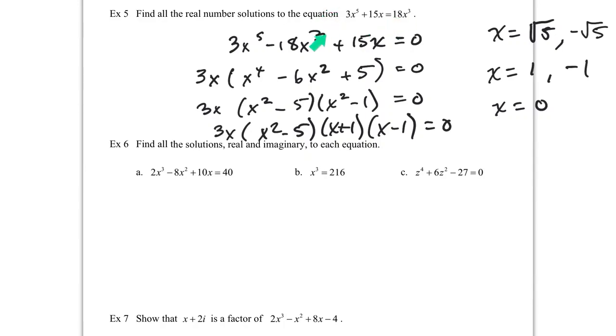Put this 18x cubed on the other side and wrote it in order, and I factored out the common factor, which was 3x. And then I found that this was an equation in quadratic form. I factored it out, and then I knew that x squared minus 1 could also be factored here. I then set each factor equal to 0 and solve for x. So x comes up to be square root 5, negative square root 5, 1, negative 1, or 0. So those are all the roots.